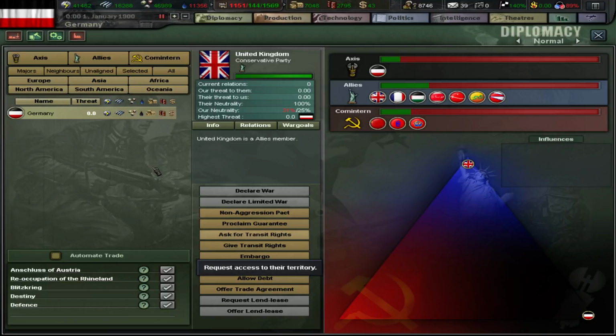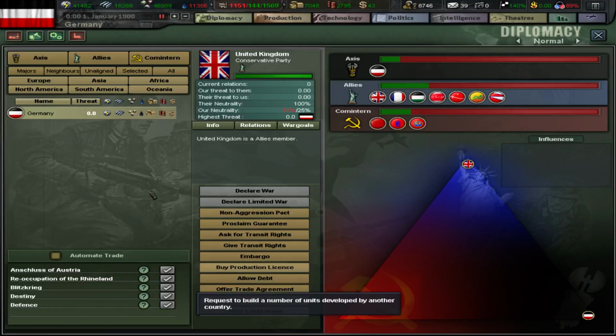Then, obviously, transit rights. We're requesting access to their territory. Basically, we're asking them if we can put our troops on their land to get to another location, or if we can just put our troops there. Give transit rights. That gives, for example, the UK the ability to put their troops on our land without having to invade, basically. An embargo. Basically, we're preventing them from trading with us.